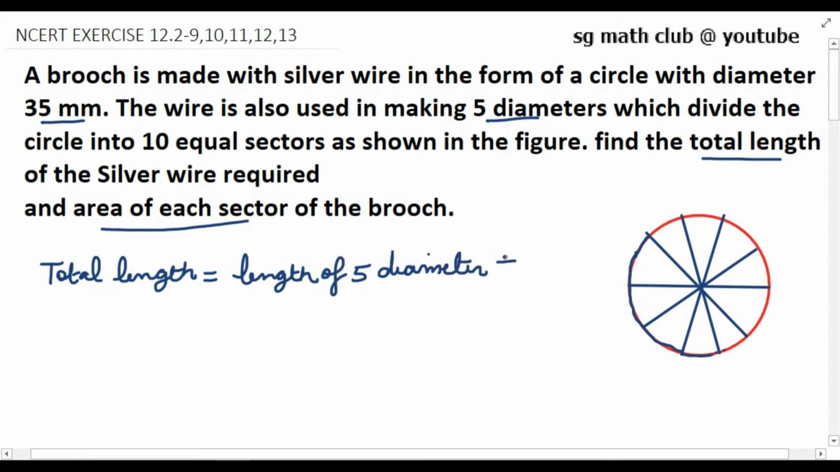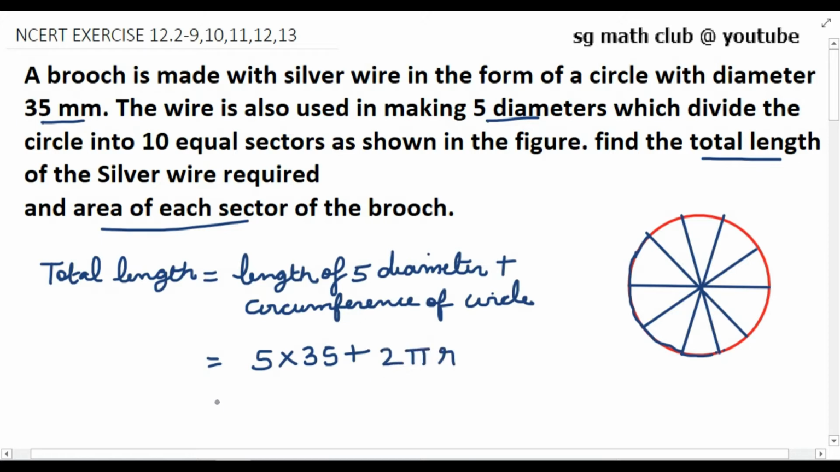And we know the formula to find the circumference of the circle is 2 pi r. The length of one diameter is given as 35 millimeter. So the length of 5 diameters means 5 into 35, plus the circumference of the circle, 2 pi r. For the radius you have to take half the diameter, so 35 by 2 will give you the radius of the circle. So 22 by 7 into 35 by 2.